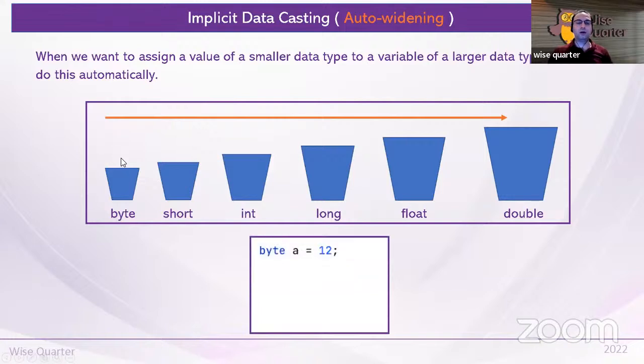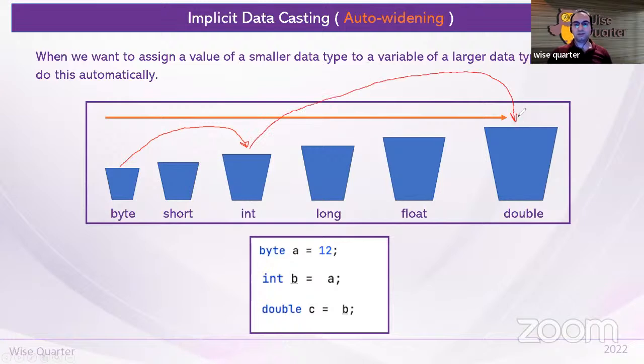If you try to cast left to right, without any problem, we can. For example, byte a is equal to 12. And this is a byte, I know it. Without any problem, I can make the assignment to integer, byte to integer. And b is integer now, and I'm trying to assign b to c, which is double, small to big one. Without any problem, Java can do the casting.